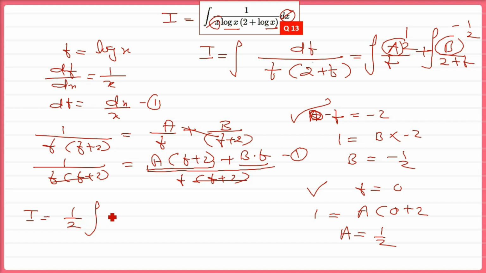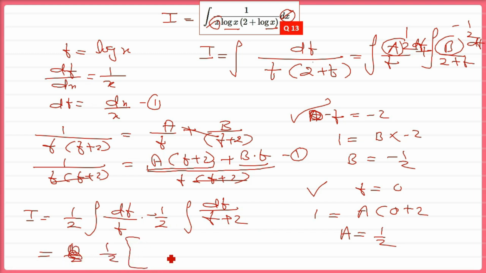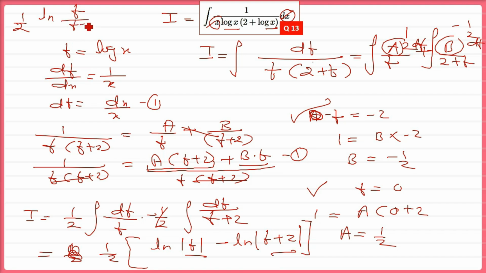So I'm taking this half outside, because half and half can be taken outside. Only this A by t and B by 2 plus t will remain. So integration of dt by t in one case, followed by integration of dt by 2 plus t in another case. dt by t will be simply ln modulus of t, and dt by t plus 2 will be ln modulus of t plus 2. So log a minus log b will come, and log a minus log b is simply log a by b. So it will be ln of t divided by t plus 2 inside the modulus sign. Modulus sign is necessary, plus a constant of integration.